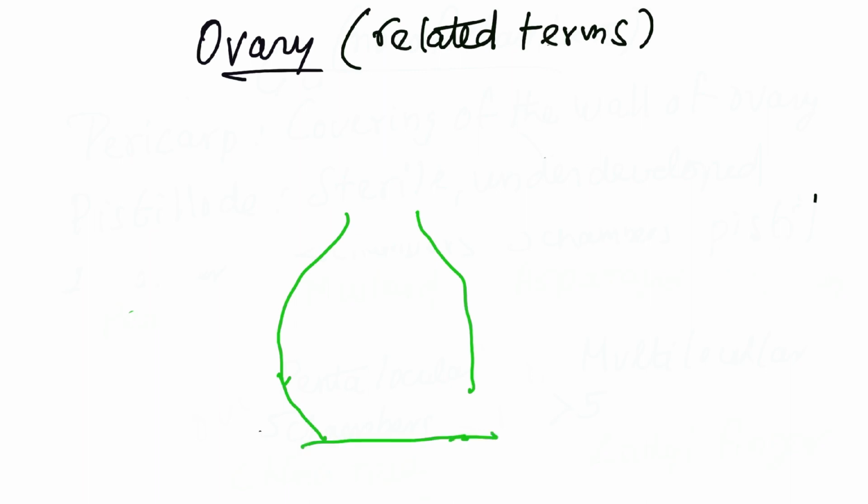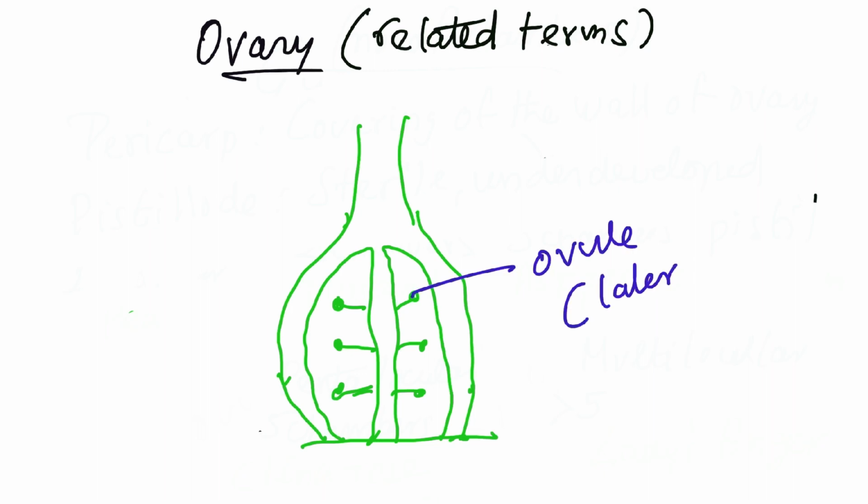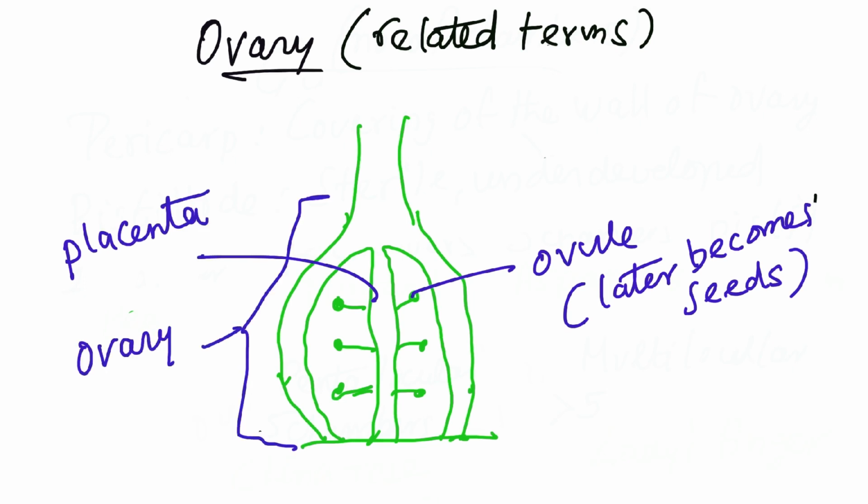Let's once again have a closer look at the ovary, that is the bulge portion just above the thalamus. This diagram is basically done to point out the section, that is the placenta, to which the ovules are attached. You have the ovules, which of course later become the seeds. You have the placenta to which the ovules are attached, and the bulge portion just above the thalamus is of course the ovary. So those are the key parts of the ovary.